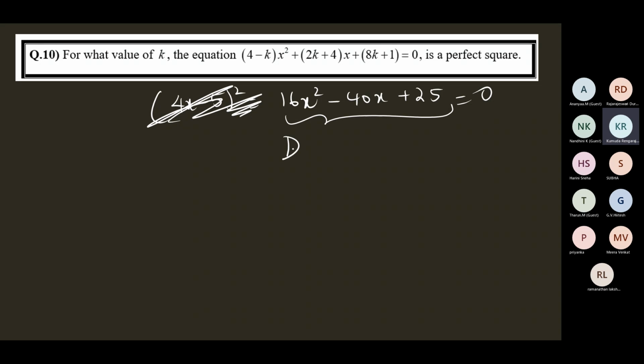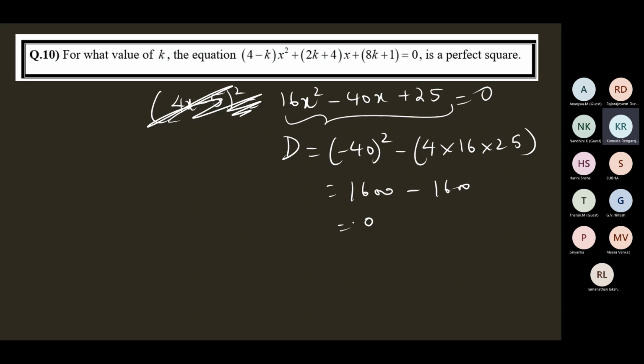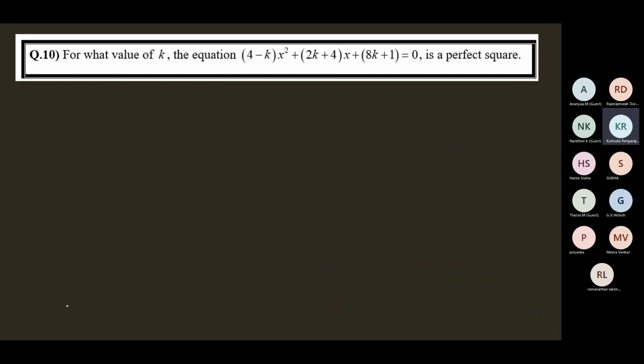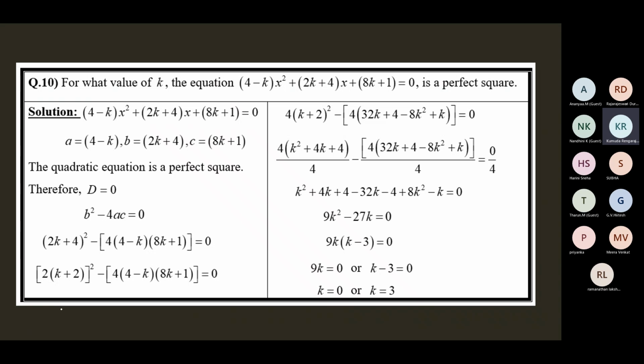Now let's check the value of D. What is D? B squared minus 4 into A into C. You must get 0 if it's a perfect square. So when you do this, you will get 1600 minus 1600, which is equal to 0. So D is equal to 0. So you see that D is always 0 when the quadratic equation is a perfect square. So that is the condition.